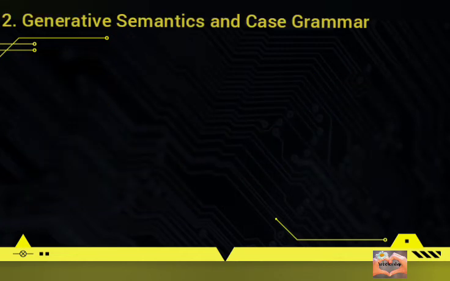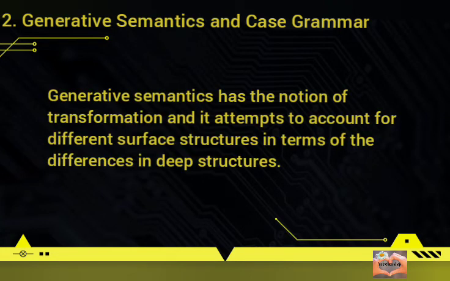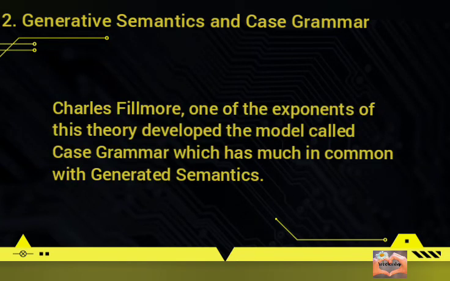Second one is Generative Semantics and Case Grammar. Generative semantics has a notion of transformation, and it attempts to account for different surface structures in terms of the difference in deep structures. And Charles Fillmore is one of the exponents of case grammar, which was much in common with generative semantics.